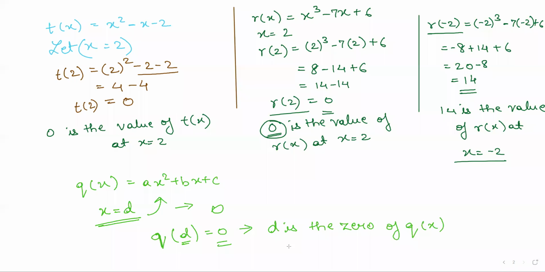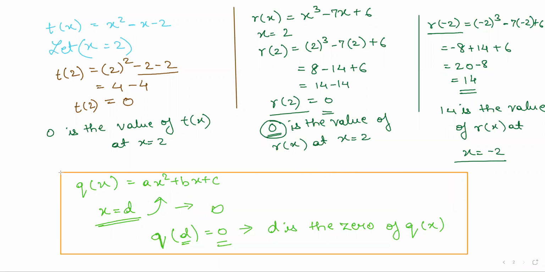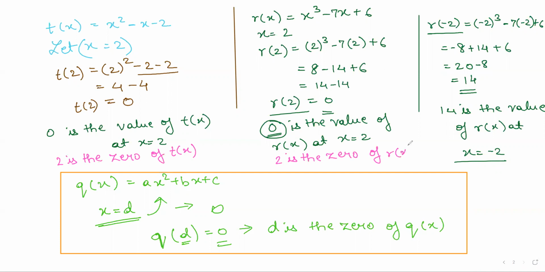So from the above discussion, we can say that for x equal to 2 in t of x and x equal to 2 in r of x, we are getting a numerical value 0. So in this case, 2 is the zero of t of x. Here 2 is the zero of r of x. Here minus 2 is not the zero of r of x.